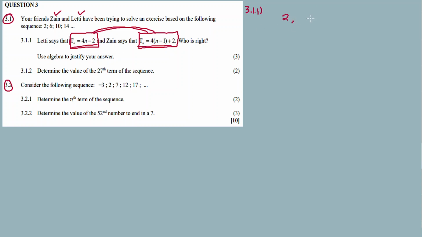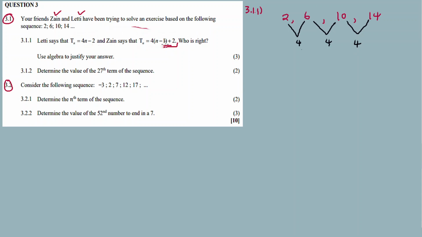Okay, so 2, 6, 10, 14. So this is a linear pattern. How do I know this? Because 6 minus 2 is 4, 10 minus 6 is 4, and 14 minus 10 again is what? It's 4. So at least they got something right, both of them. The common difference is correct.